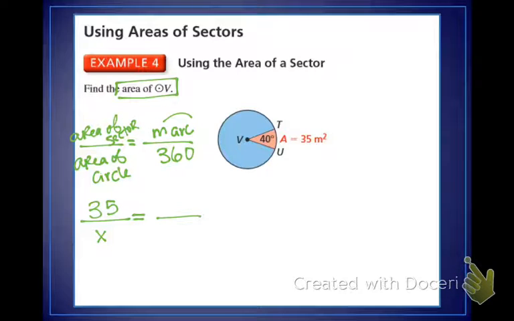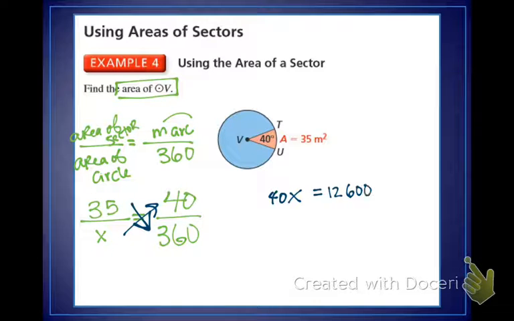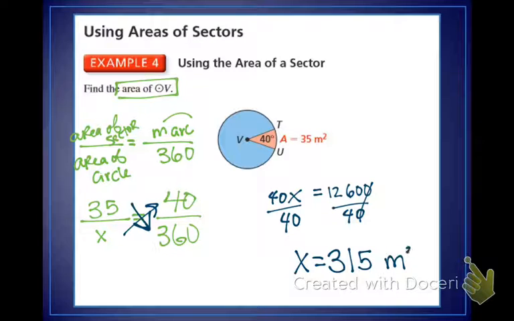Okay, so the arc that's given to us from T to U, what does that measure? 40 out of how many? 360. All right, so X is on the bottom. Can we just multiply by 35? No, we have to cross multiply this time. So we'll get 40X equals 35 times 360, 12,600. Divide by 40. 315, right? Yes. Meters squared.